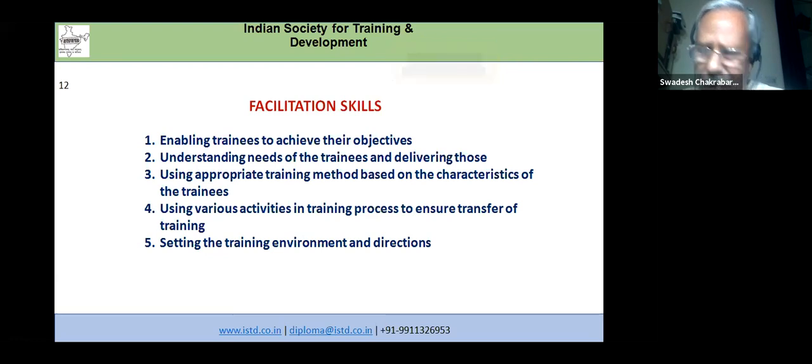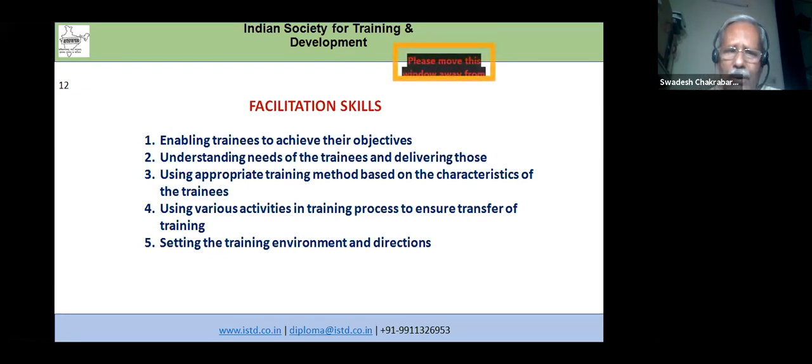If you are able to set that training environment, then it will be a highly effective facilitation process. So all these five things are very important in the facilitation skill. It enables the trainees to achieve the objective. The trainer must understand the needs of the trainees and deliver accordingly. He must use the appropriate training methods which are suitable for the trainees. He should use activities which are really relevant to the subject and suitable for the trainees. He should be able to create the training environment and the direction, which is very, very important.